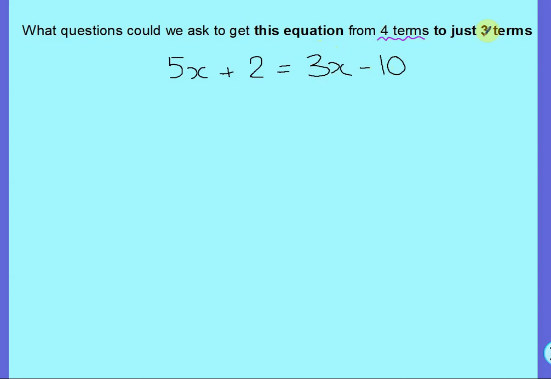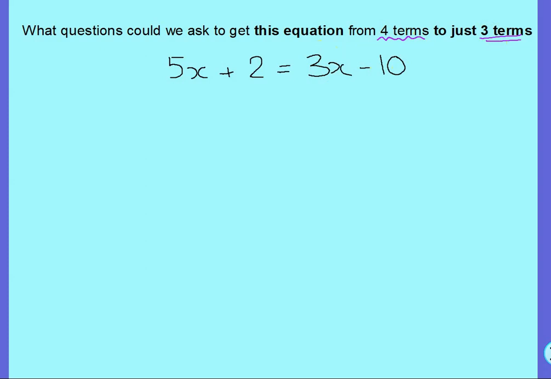But our first step of the two steps is to get it down to three terms. So what could we ask? Have a think about that. Pause the video, see if you can come up with all the different questions we could ask to take this equation from four terms to three terms.